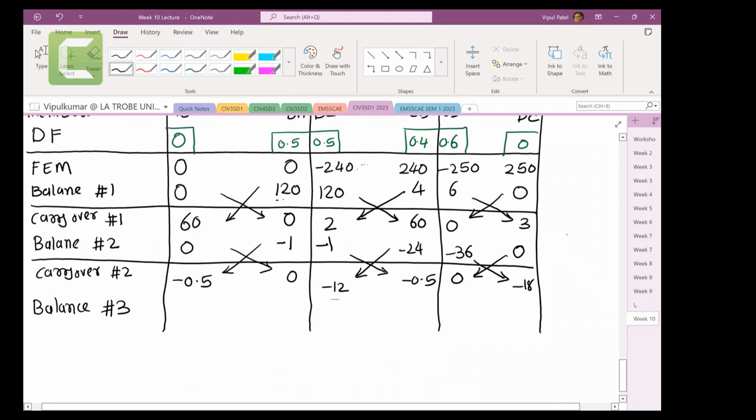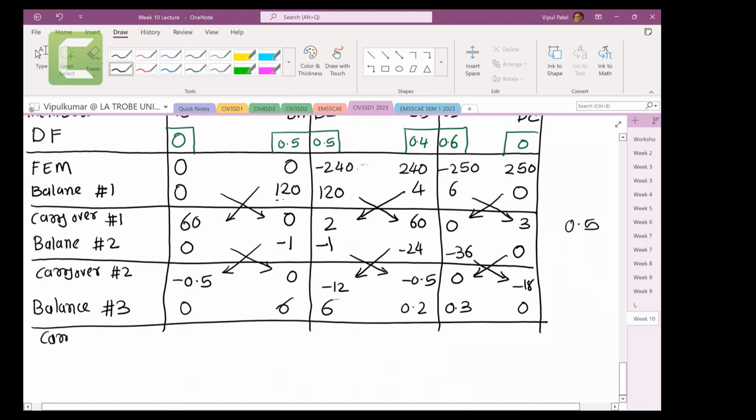So we make it minus 12 to positive 12 and multiply by 0.5. So positive 6 and positive. So if you sum this one all, it becomes 0. Minus 0.5 becomes positive 0.5. Minus 0.5 becomes positive 0.5. And 0.5 times 0.4, you get 0.2, which is positive 0.2, and 0.3, 0.5 times 6. And minus 18 times 0 is 0, minus 0.5 is 0. So balance 3 is done.